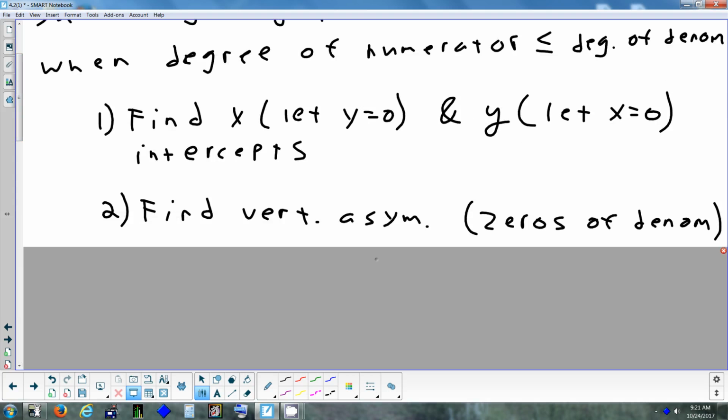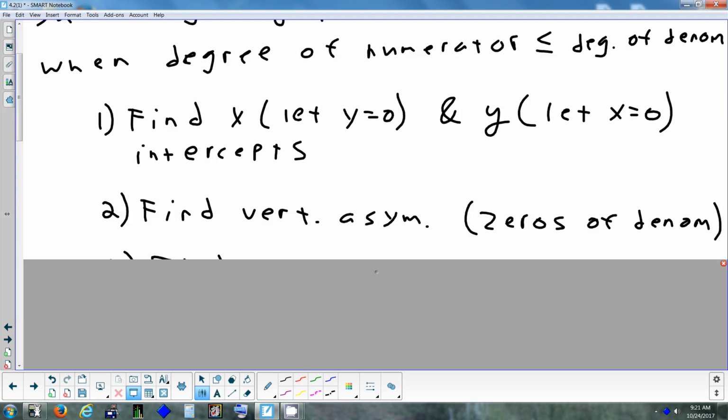I'm thinking more about the equation. So when do you get a hole? Oh, nice. When you have common factors. Okay. So your vertical asymptotes are your zeros of the denominator as long as you don't have any common factors.